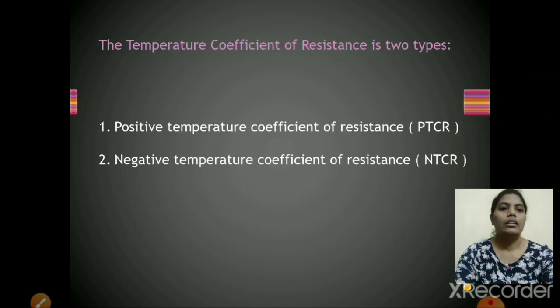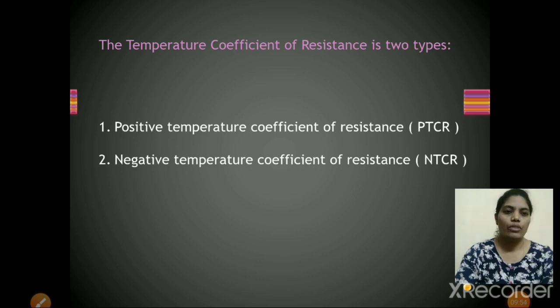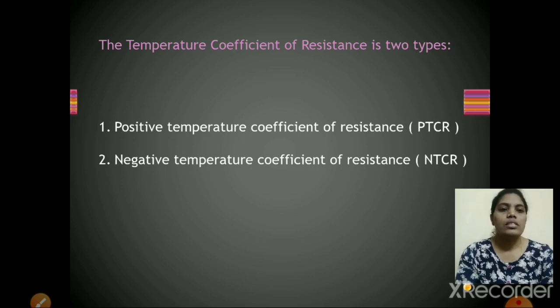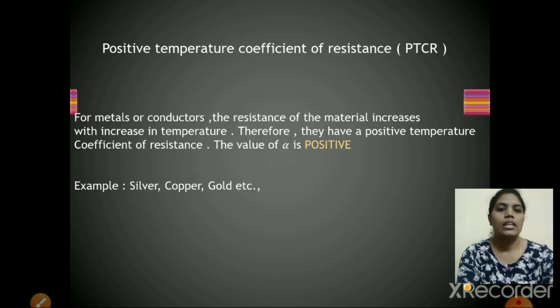So the temperature coefficient of resistance is of two types: positive temperature coefficient of resistance and negative temperature coefficient of resistance. Positive temperature coefficient of resistance is simply indicated by PTCR. Negative temperature coefficient of resistance is indicated by NTCR. Now let us see what is positive and what is negative.